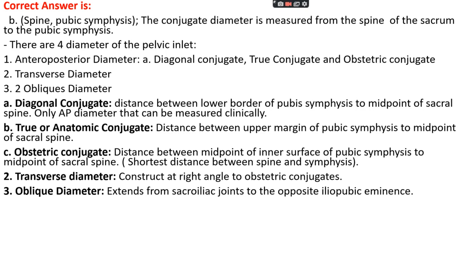The transverse diameter is at a right angle to the obstetric conjugate diameter, while the oblique diameter extends from the sacroiliac joint to the opposite iliopubic eminence.